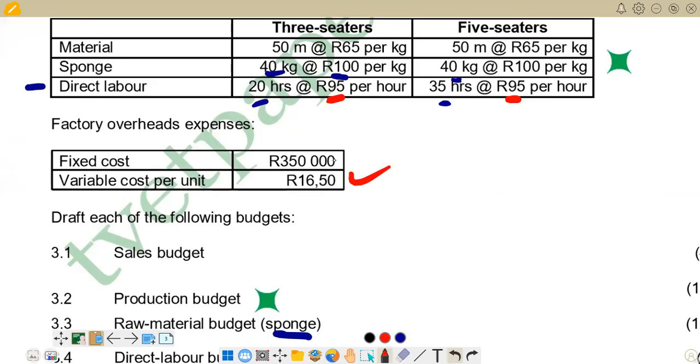And also the fixed cost, we can just pick it here. We are having it here as 350,000 rands. So it means this fixed cost applies both to 3-seaters and 5-seaters. So the total fixed cost for 3-seaters and 5-seaters is 350,000 rands. But for variable costs, we are calculating them separately, and then we add them to get the total. So we go back there to enter those figures.